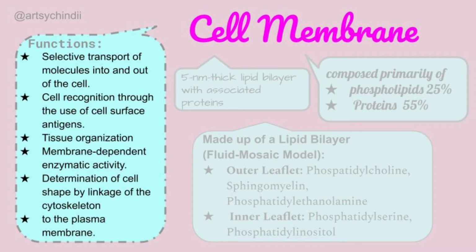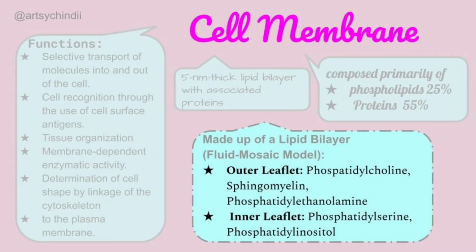For its functions: selective transport of molecules into and out of the cell, cell recognition through the use of cell surface antigens, tissue organization, membrane-independent enzymatic activity, and determination of cell shape by linkage of the cytoskeleton to the plasma membrane. It is made of a lipid bilayer, also known as the fluid mosaic model. The outer leaflet is composed of phosphatidylcholine, sphingomyelin, and phosphatidylethanolamine. The inner leaflet is composed of phosphatidylserine and phosphatidylinositol.